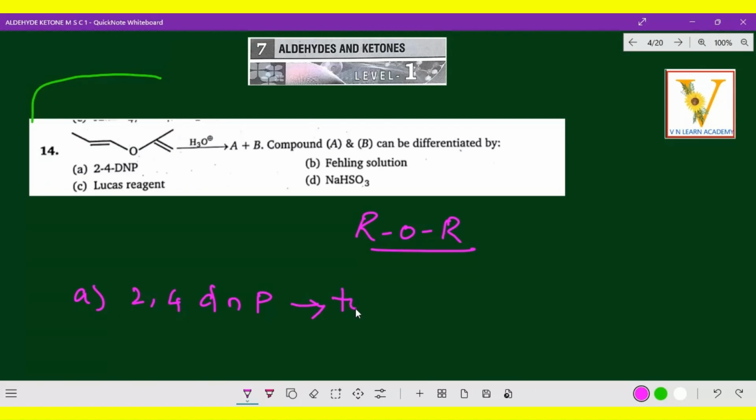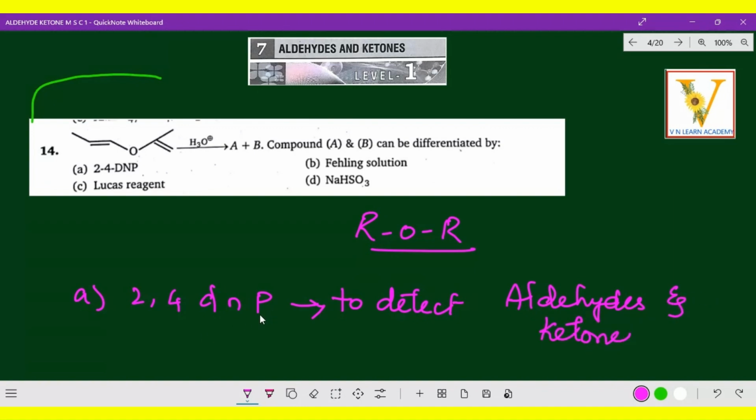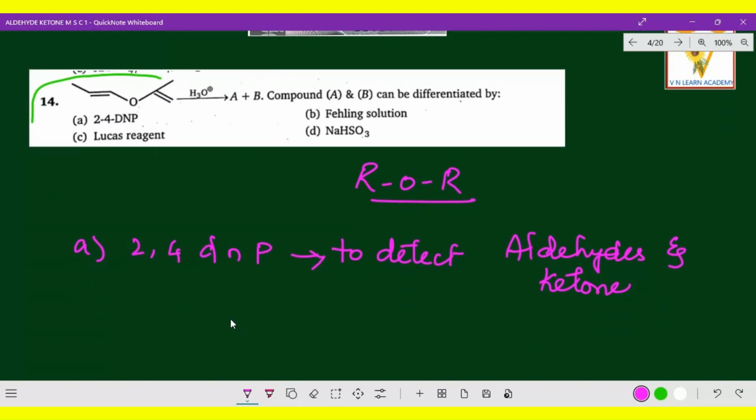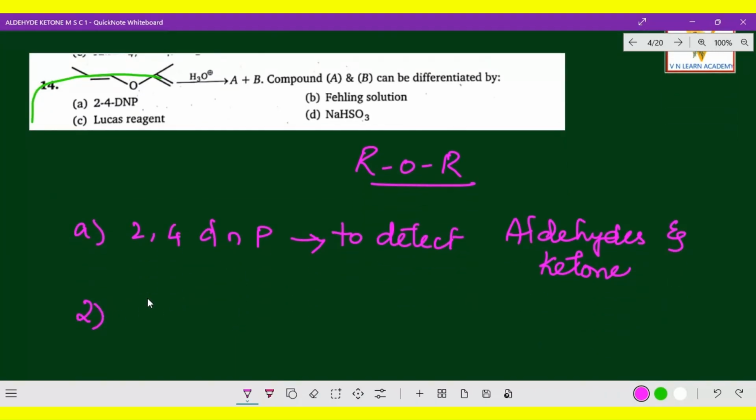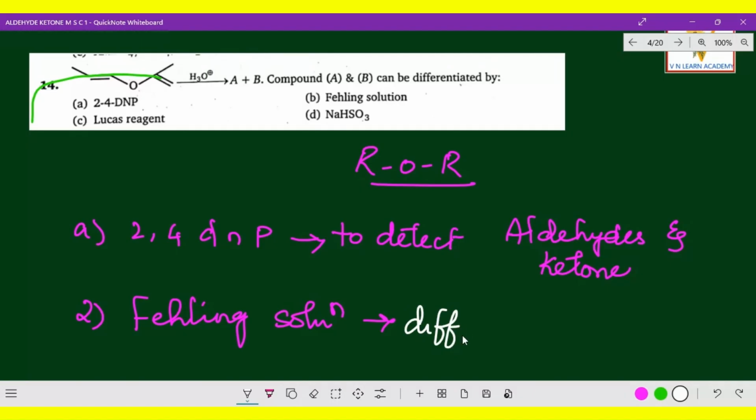So we use 2,4-DNP to detect aldehydes and ketones. Now the second one, what is it? Fehling's solution. Do you know for what purpose we use Fehling's solution? We use it to differentiate aldehydes. Why? Because Fehling's solution can detect only aldehydes. It will not detect ketones. So it is used to detect aldehydes only.